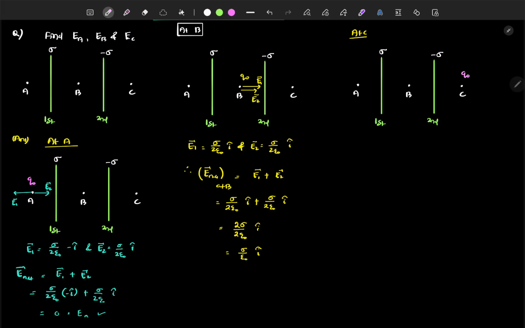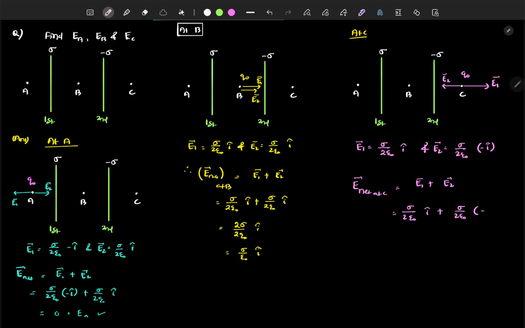At C, place a Q naught charge. The first plate is positive, so it repels Q naught. This is your E1 vector. The second plate will attract the Q naught. This is E2 vector. E1 vector is sigma by 2 epsilon naught plus I cap, and E2 vector is sigma by 2 epsilon naught into minus I cap. So E net vector at C, that is E1 vector plus E2 vector, will be 0. This is the answer.